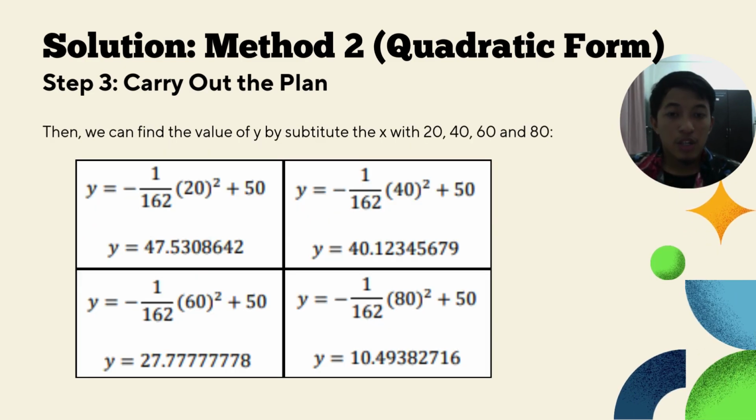As usual, the question asks for the distance from the center at 20 meters, 40 meters, 60 meters, and 80 meters. So, from the equation that we got before, we can substitute the values and we will get the answer. For example, for 20 meters from the center, we will get 47.53 for the answer.